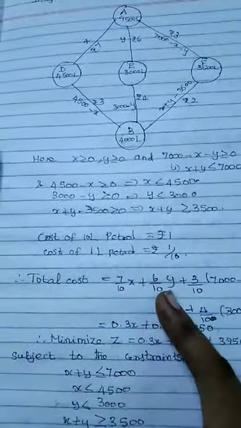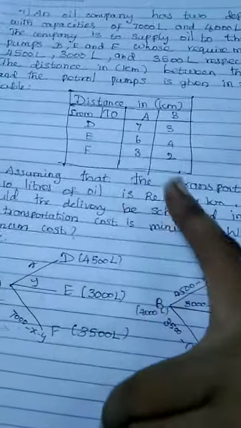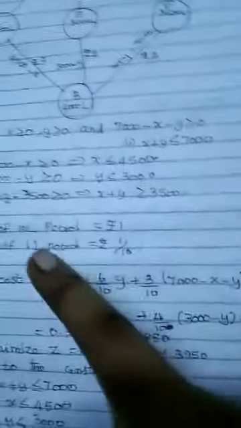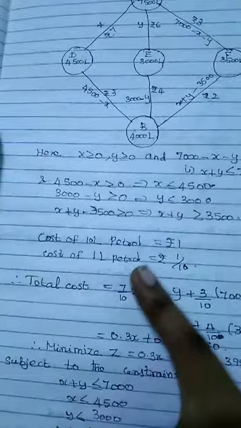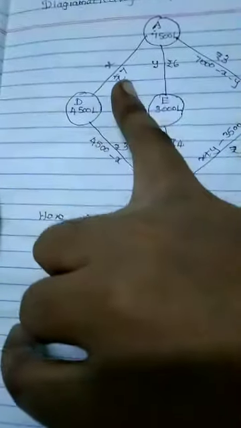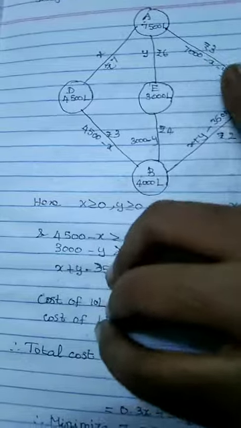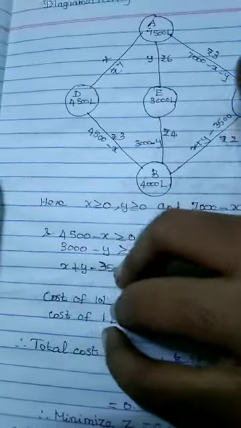It is clearly given in the sum that the transportation cost of 10 liters of petrol is rupees 1. So the cost of transporting 1 liter of petrol is 1 by 10. So the total cost is 7 by 10 into X plus 6 by 10 into Y plus 3 by 10 into (7,000 minus X minus Y).